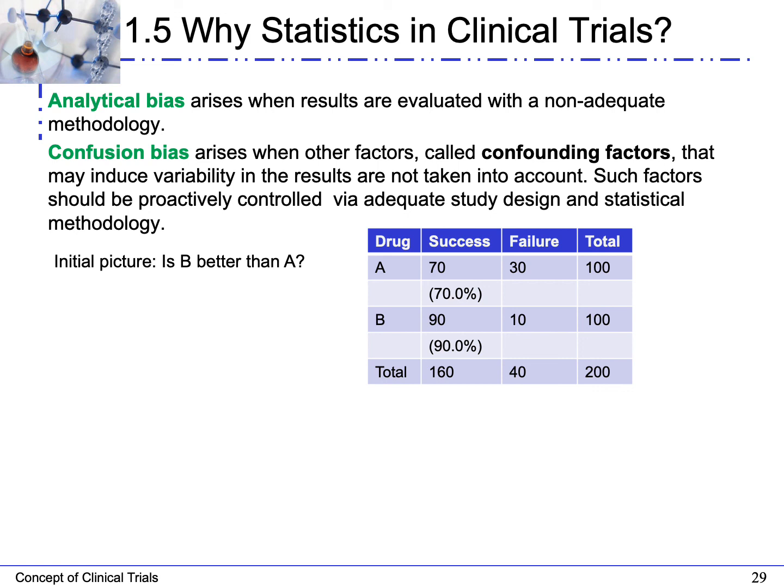Another source of bias is called analytical bias that arises when results are evaluated with a non-adequate methodology, giving a biased estimator. The bias of an estimator is the difference between an estimator's expectation and the true value of the parameter being estimated. As a very simple example, you can think about the estimator of the variance when you divide either by n or n minus 1 the sum of squares.